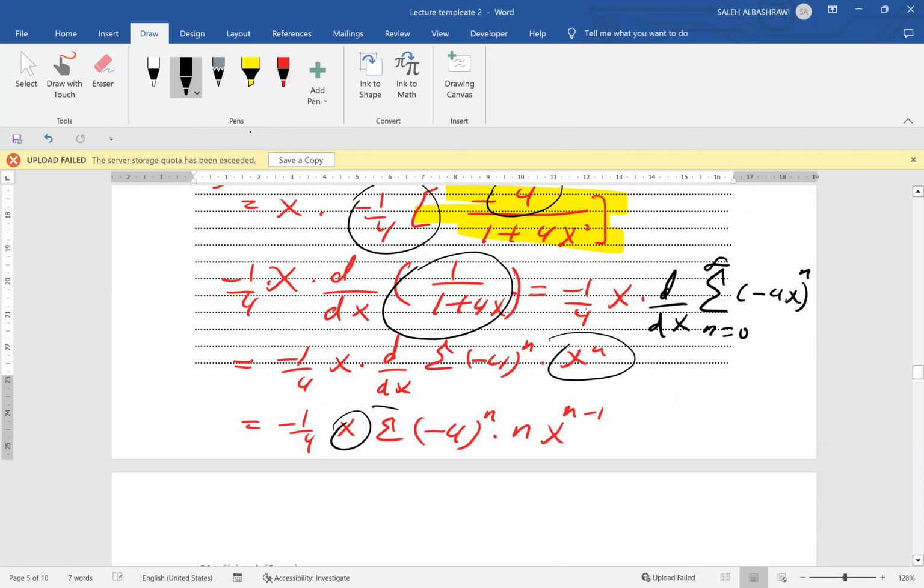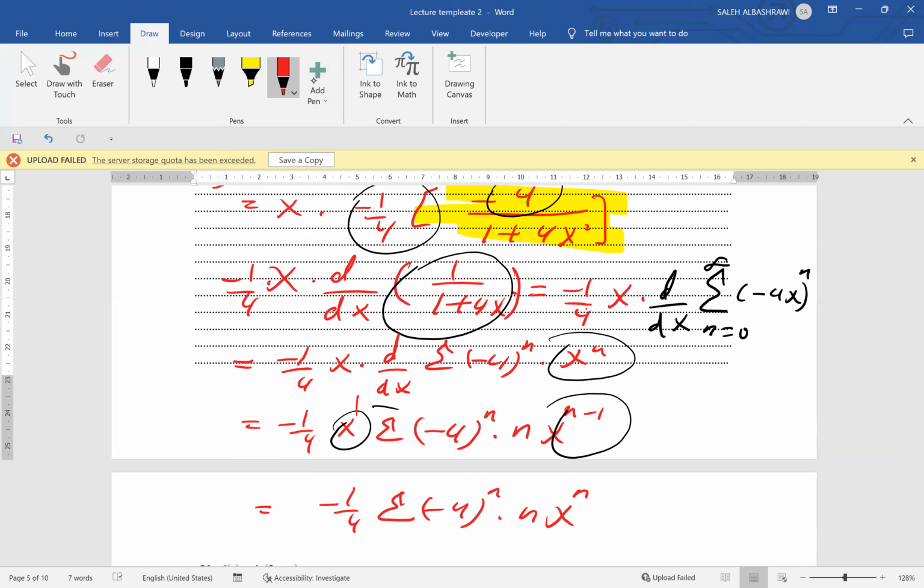Multiply x by this one, we'll have minus 1 over 4 sigma minus 4 n x to the power n. There's not enough space for this one, so I will write it down: it is equal to minus 1 over 4 sigma minus 4 to the power n times n x to the power n. But this is x to the power 1 and this is n minus 1.